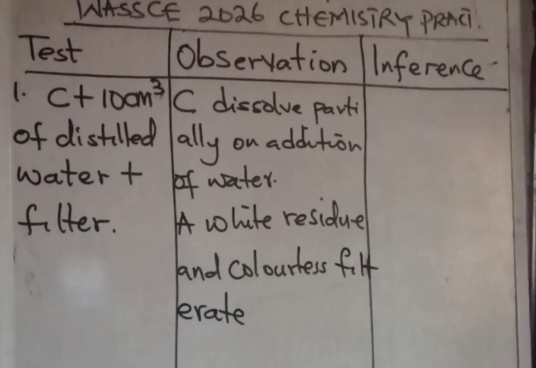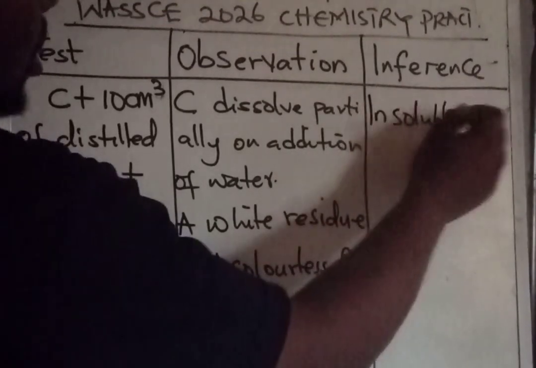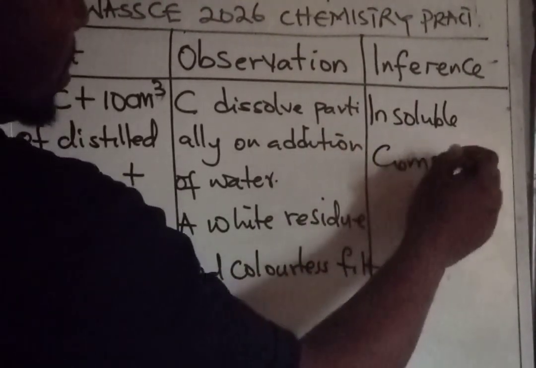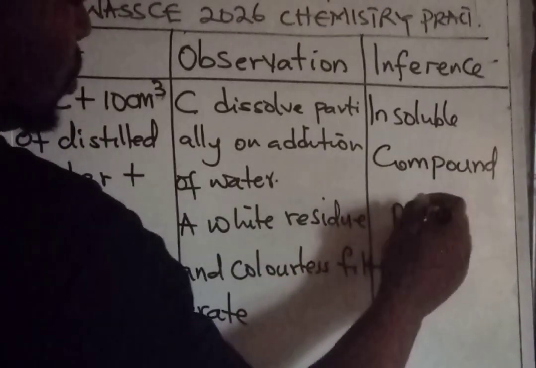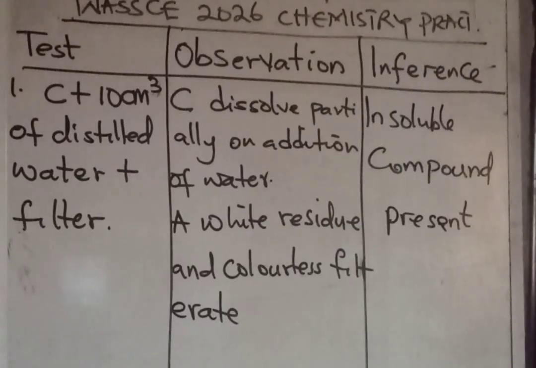So in conclusion, any compound that is sparingly soluble in water is also tagged an insoluble compound, okay? But the level of insolubility varies depending on the degree of dissolution in that solution. So we can say insoluble compound present. So that means that C is an insoluble compound. It's an insoluble salt mixture. So this is the preliminary test.